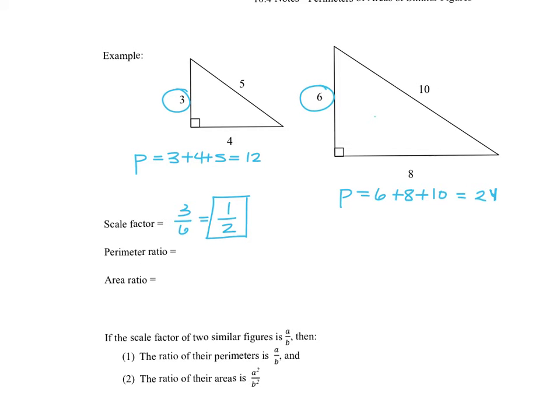Okay. So my question is, what is the ratio of their perimeters? What to what? 12 to 24, which again is 1 to 2.